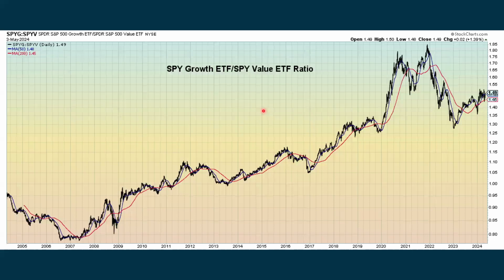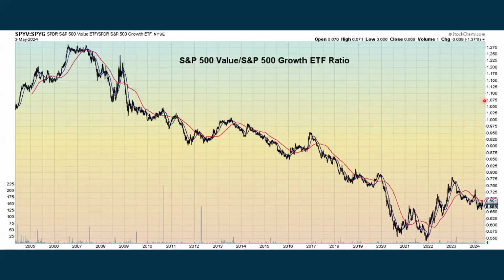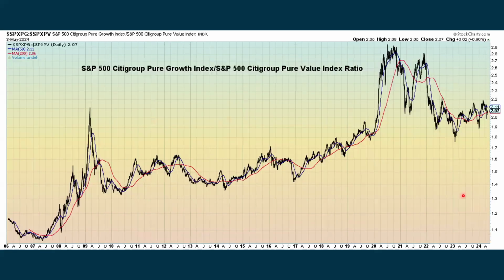And then I have a number of different studies that compare growth with value. This is looking at some ETFs where growth is still outperforming value. This is an inversion of that same chart where value is underperforming growth. Here's another look at the pure growth indexes that we already looked at, but this is a longer term chart, still showing that growth is outperforming value.